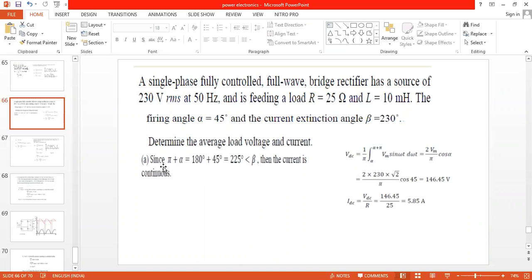So beta is equal to pi plus alpha. Pi is 180. 180 plus 45 is how much? 225. So we say the current flowing through the motor is continuous, because, as I already mentioned, if the pi plus alpha value is less than beta, then it is called a continuous current. Here they have given an assumed extinction angle of 230. I hope this is clear.